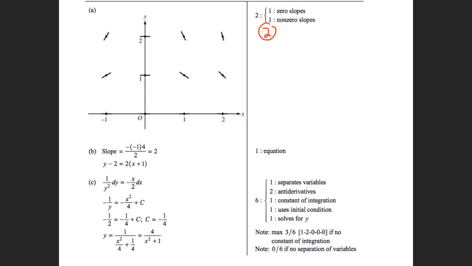Part B, we only got 1 point to do the equation. All right, so we got that right. So we have 3 points ready. We're only looking for 2 more points, okay?